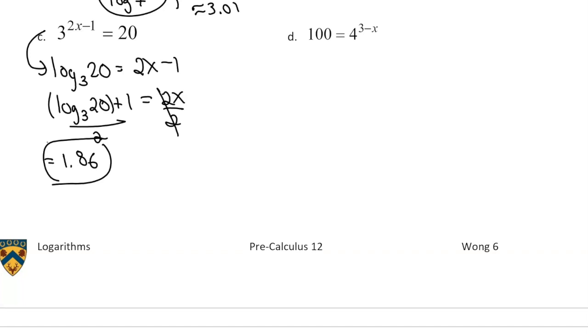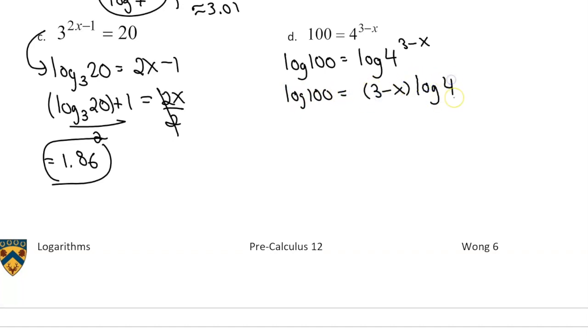So just to try the first method, I'll do that for this question here. Let's log both sides. Log 100 equals log 4 to the power of 3 minus x. So based off of that, we can kick the 3 minus x in front. And that whole 3 minus x belongs to log 4, so I'm going to put that in brackets there. And then we could divide both sides by log 4.